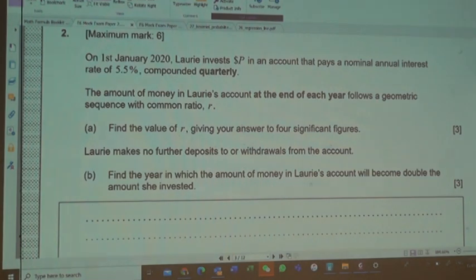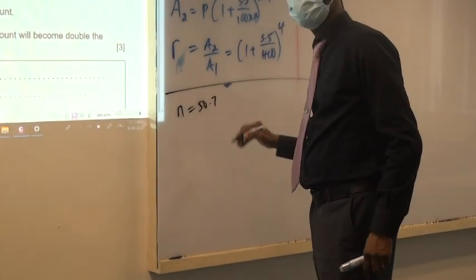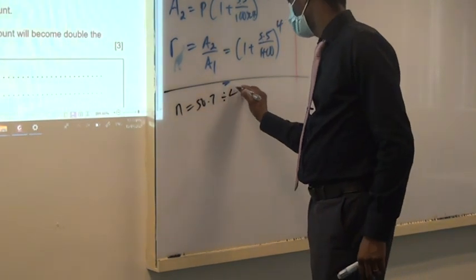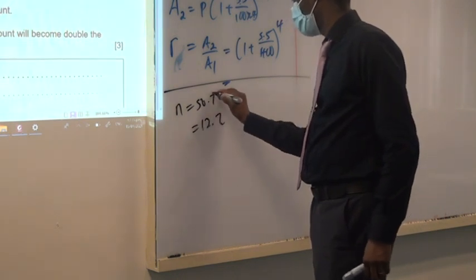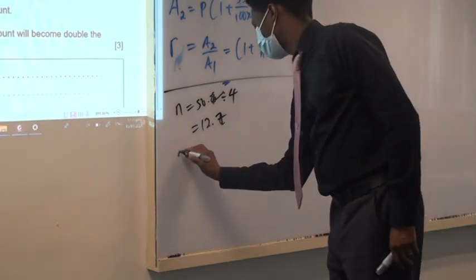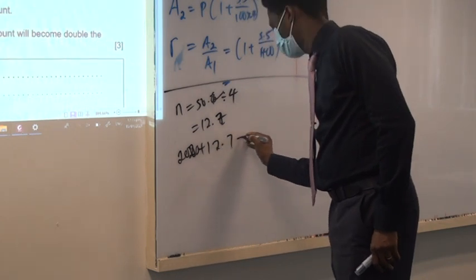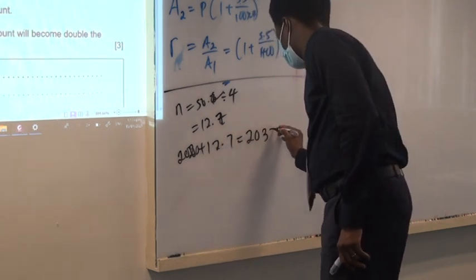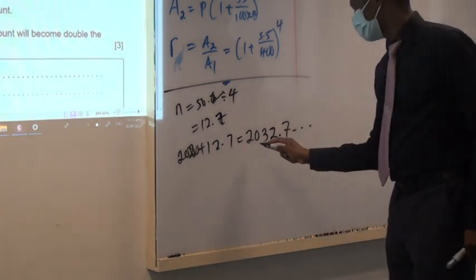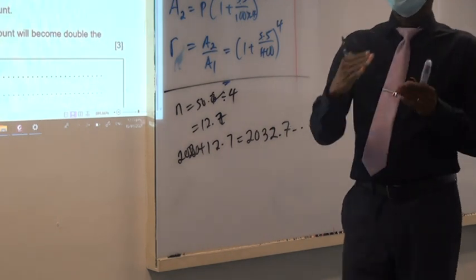Look here. You have n is equal to 50.7 approximately. You divide that by that 4, you got 12.7, right? Now, year 2020 plus 12.7 is 2032.7, like that. It means it is after year 2032. By the time it is double, it's already past.